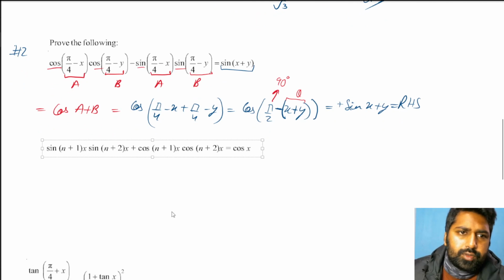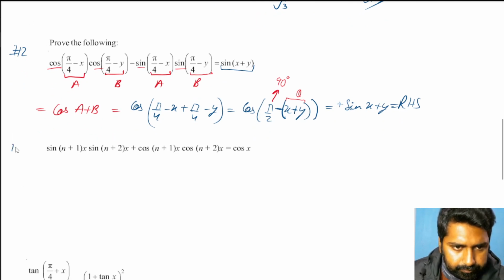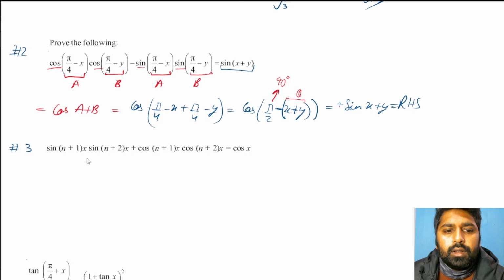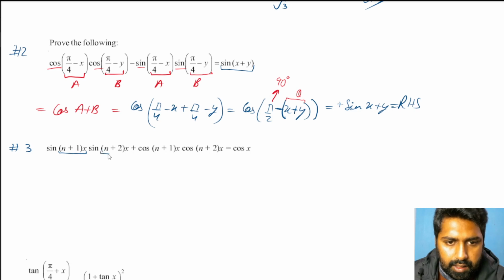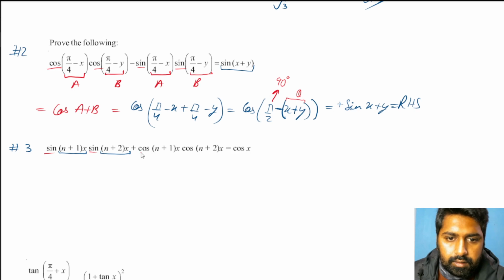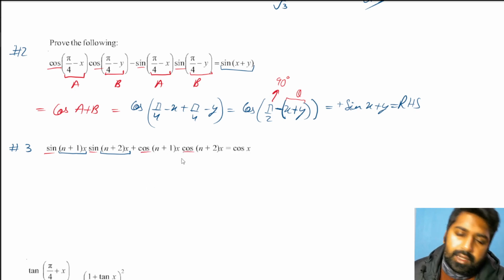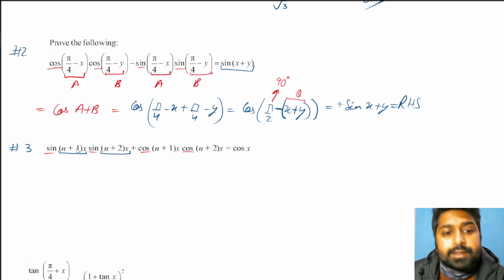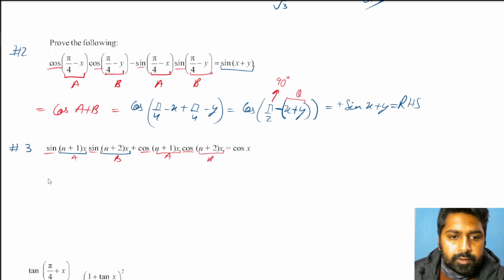The same idea is used in question number 3 also. Same thing: sine something, sine another something, sine sine. Then cos cos. So if you try to read it in reverse, cos cos plus sine sine. So if this is a and b, and this is again a and b, then this is nothing but cos(a - b): cos cos plus sine sine. So we have to do cos(a - b).